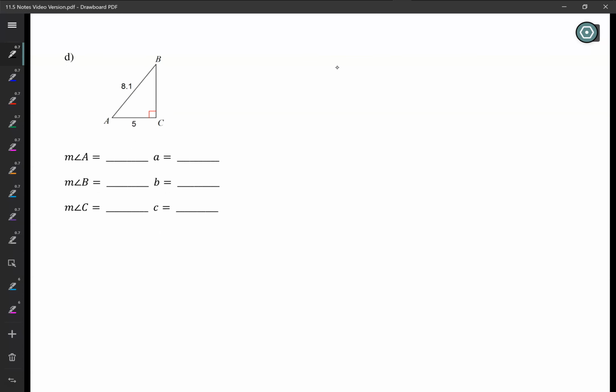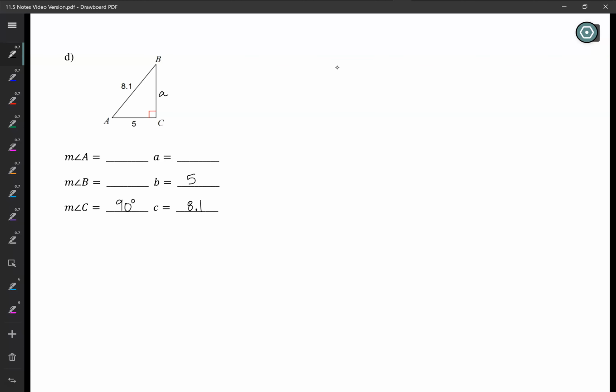All right, so this one, let's see. The unlabeled side would be little a. This 5 is across from angle B, so that's little b. And the 8.1 is across from the right angle, so that's little c, the hypotenuse. And the right angle is angle C, 90 degrees.